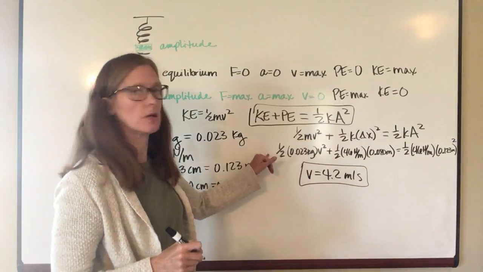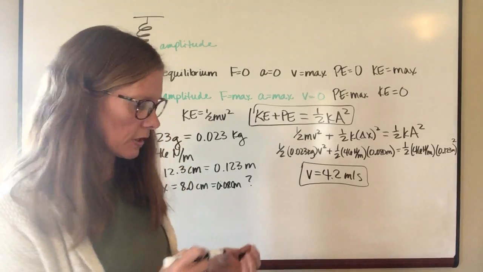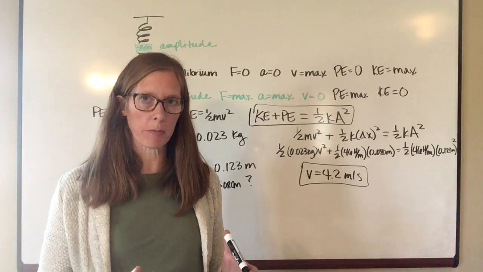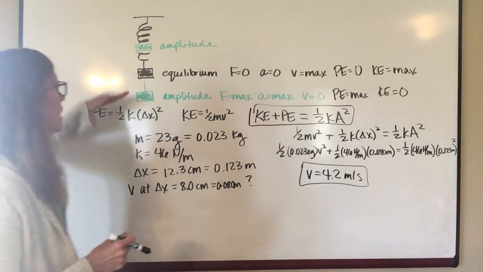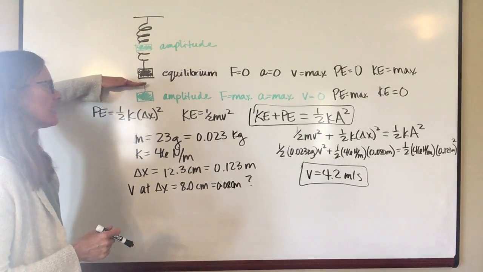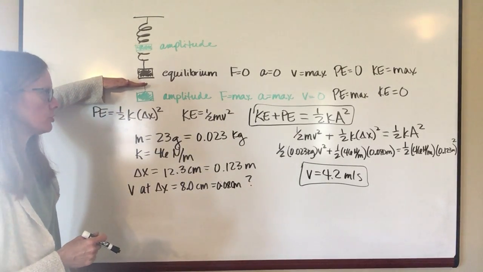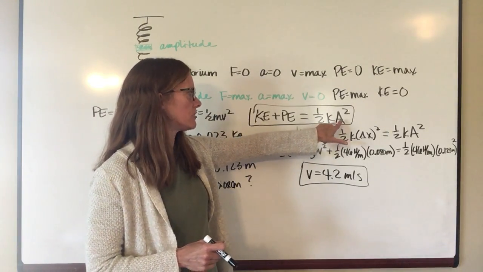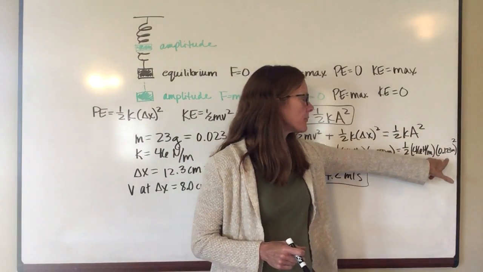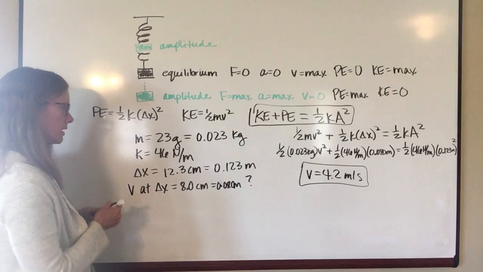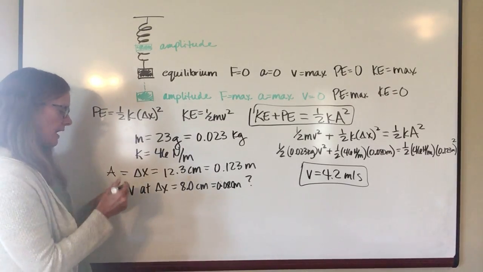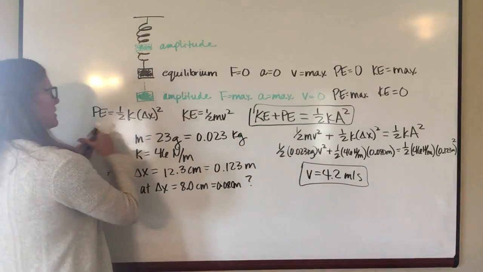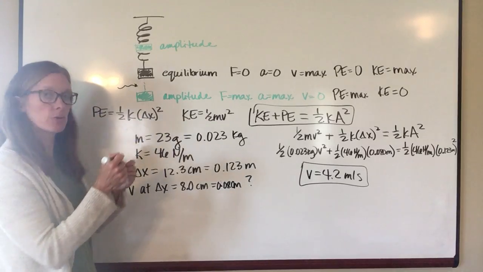Okay, so again, it's just an arithmetic problem at this point, and you get a velocity of 4.2 meters per second. Whenever you're working these problems where they're asking you at a point somewhere in between the equilibrium and the amplitude, remember that this side of the equation gives me the total energy, and the amplitude is the amount that it was stretched, which is this one right here. And the potential energy and the kinetic energy are at the point somewhere here in the middle, and that's what you're trying to calculate.